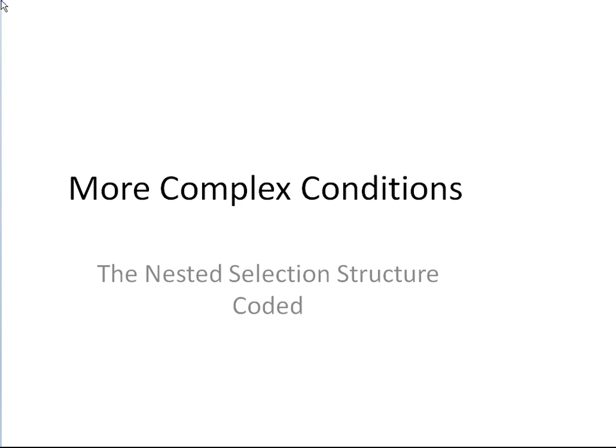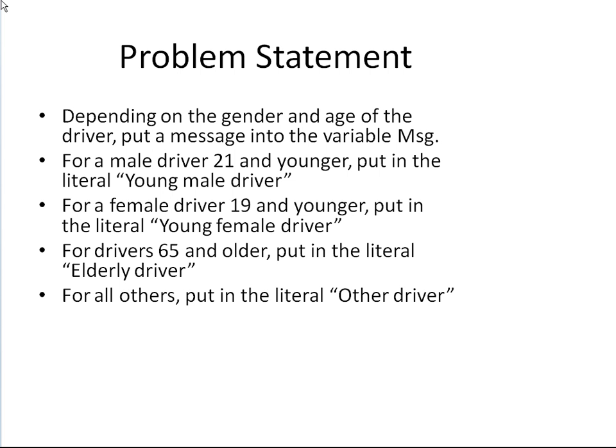We're going to continue our discussion of the nested if flowchart that we had in a previous video. How would we code it? Remember that the problem statement had to do with ages and genders of drivers. Male drivers 21 and younger, female drivers 19 and younger, drivers 65 and older, and then everybody else. So depending on which class they fit in, we would put a text item into a message box.